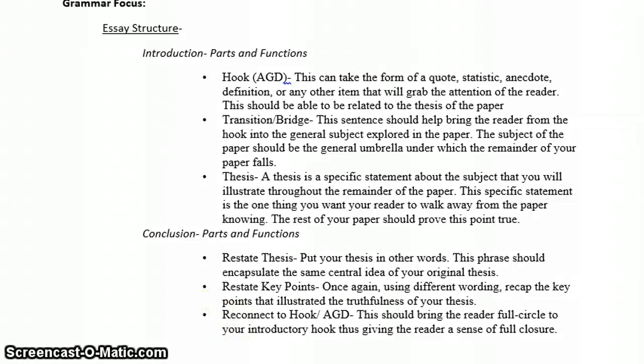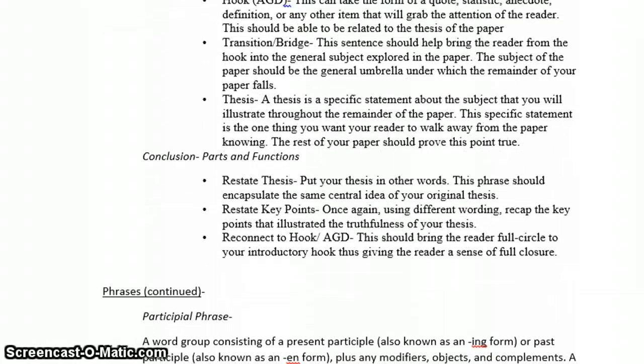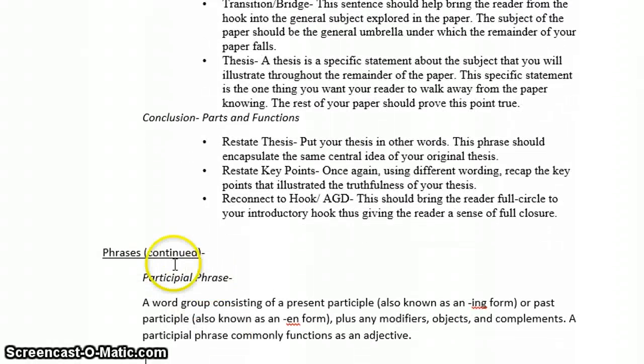Okay. The next thing that I would like to talk about are phrases. Now we're going to talk about some different phrases. Obviously, last week we talked about noun phrases, verb phrases, adverbial phrases, and adjectival phrases. We'll talk quickly about some phrases we can use in order to spice up our sentence structure and mix things up a little bit. The first type I'd like to talk about is the participial phrase.